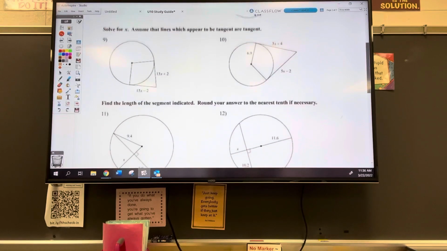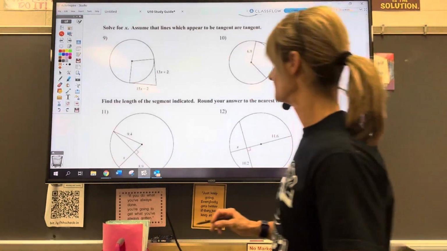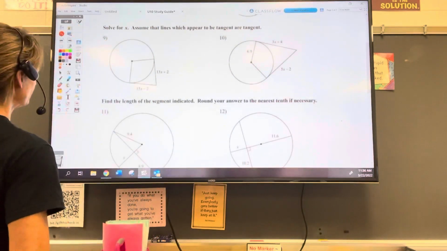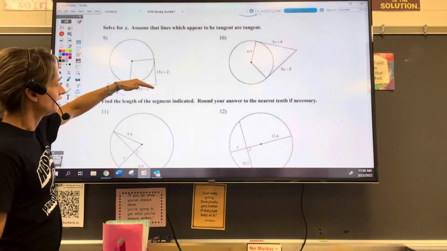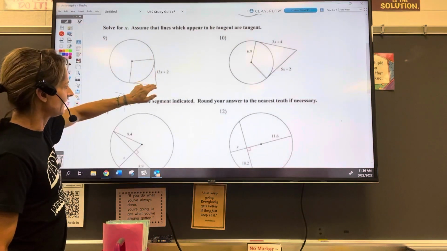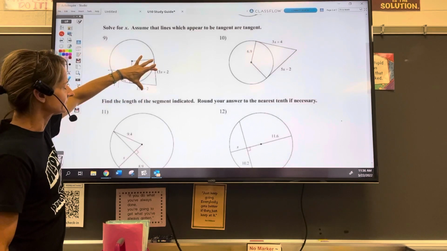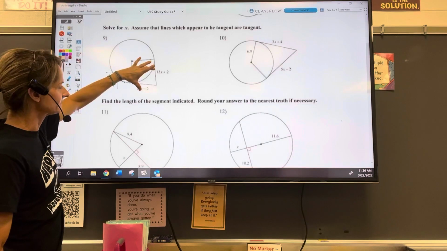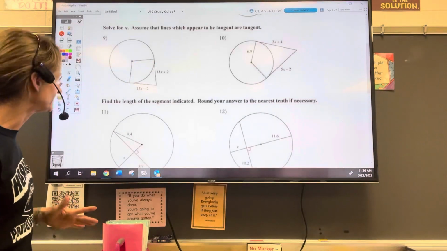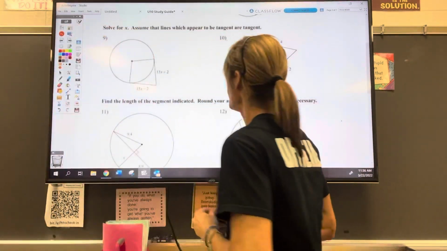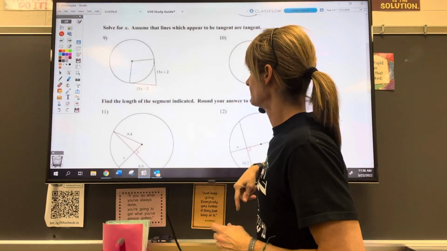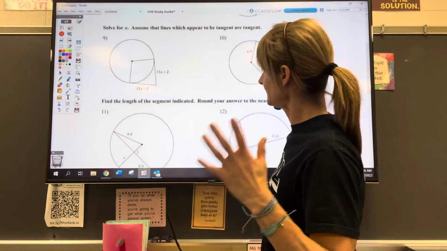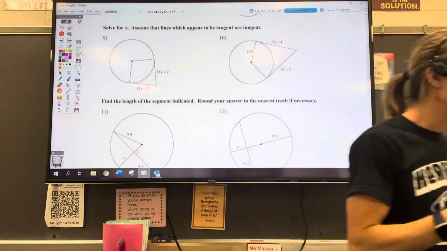Moving on to number 9. This is one of those ice cream cone problems. So we've got two tangent lines, and when they intersect at a point outside of the circle, these lengths are equal. So in order to solve for x, all we're going to do, like we've done a billion times this year so far, is set them equal to each other.